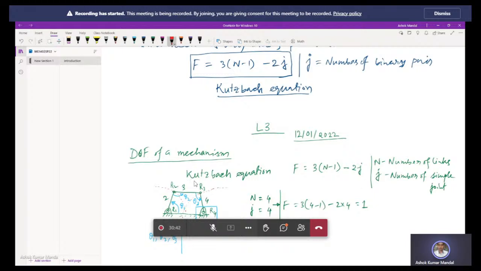The cursor is frozen. Okay, I'm drawing this in red. Now it is visible, sir.